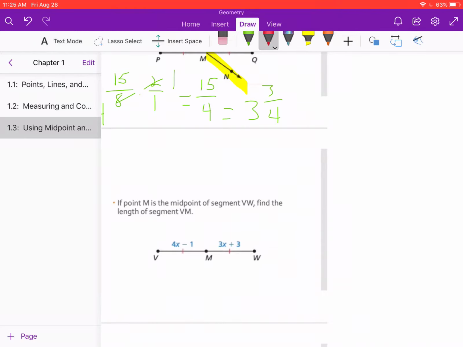I haven't answered the question yet, so I have to find the length of segment VM. Since VM equals 4x minus 1, I'm going to substitute in 4 for x because that's what we found out. So 4 times 4 minus 1, that's 16 minus 1, which is equal to 15. So segment VM equals 15.